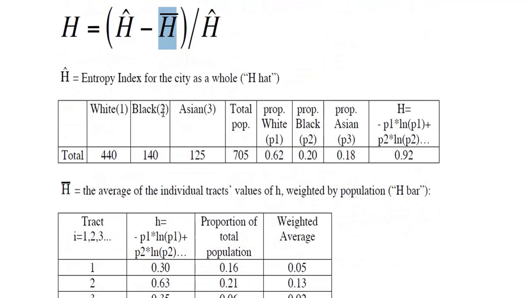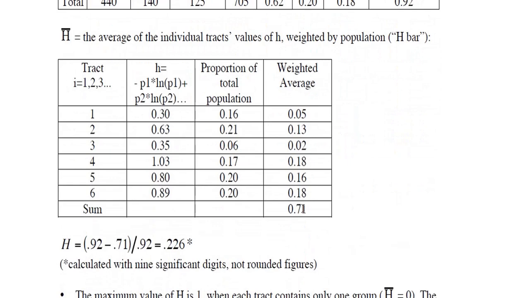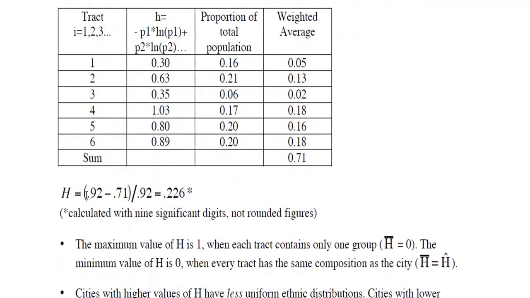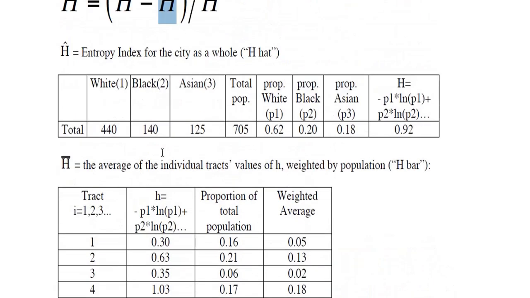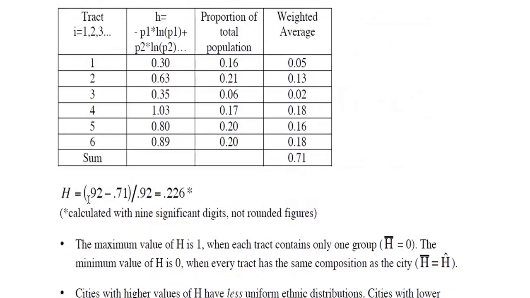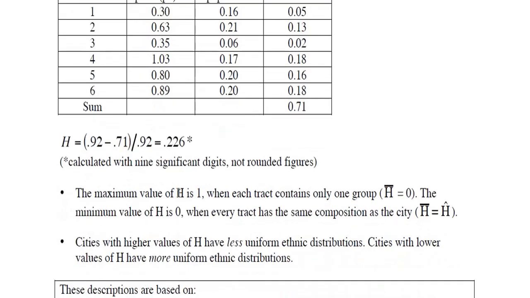So H bar is 0.71, and H hat is 0.92, which is for the overall city. Using the formula, H hat minus H bar divided by H hat is equal to 0.226. Now the last part: what will indicate the higher value and what will indicate the lower value.